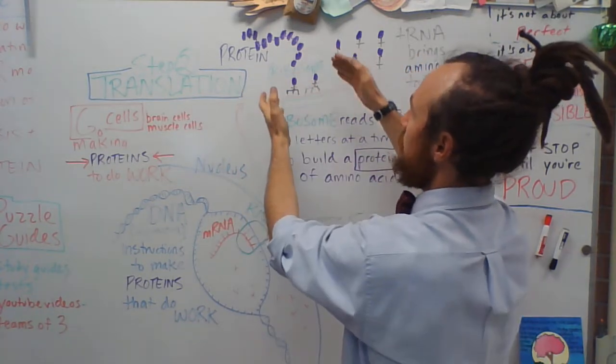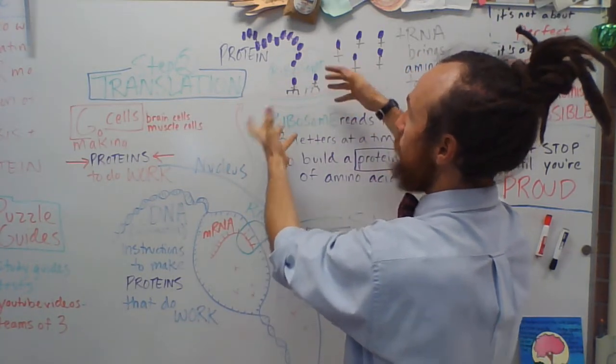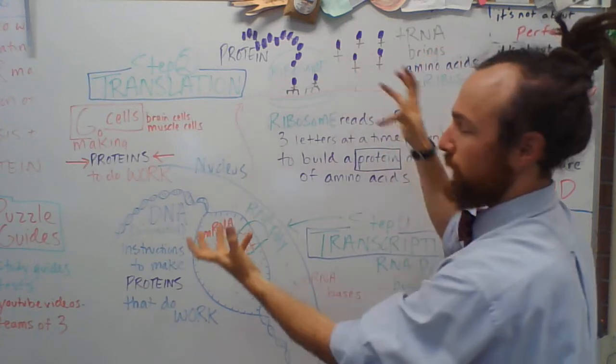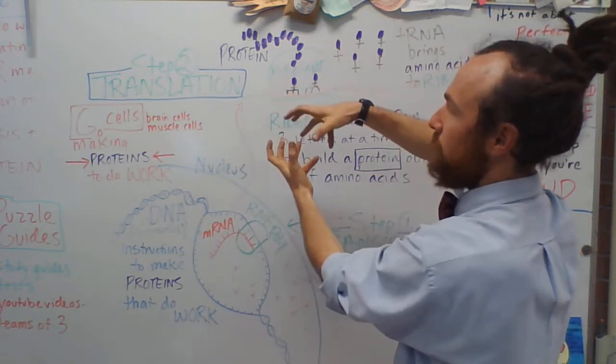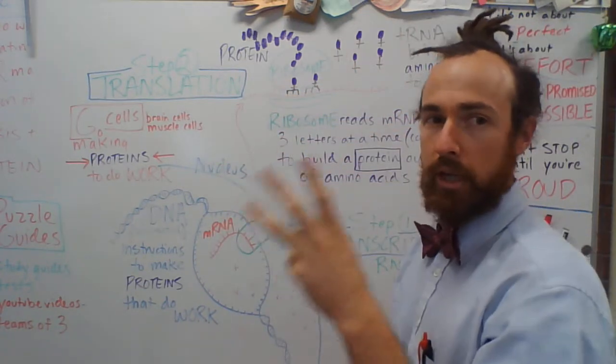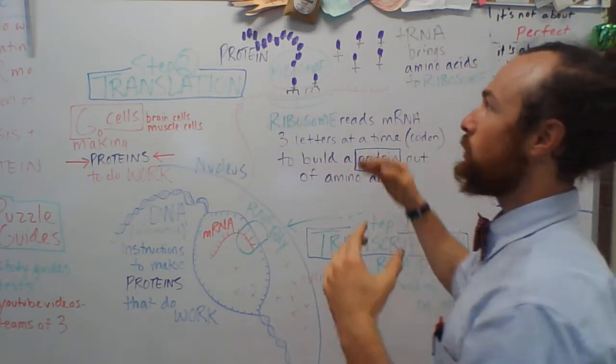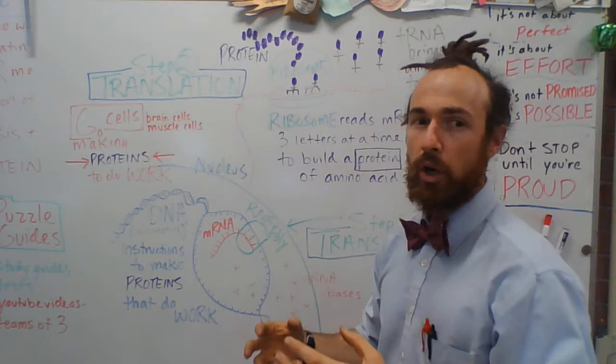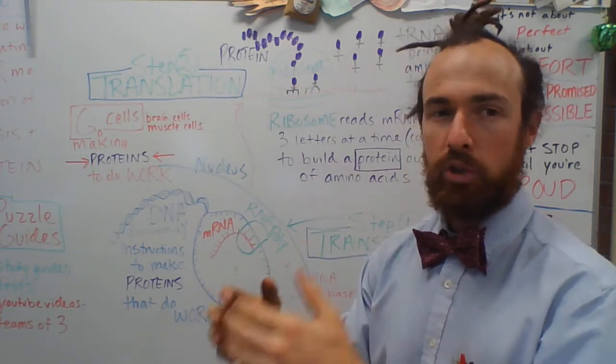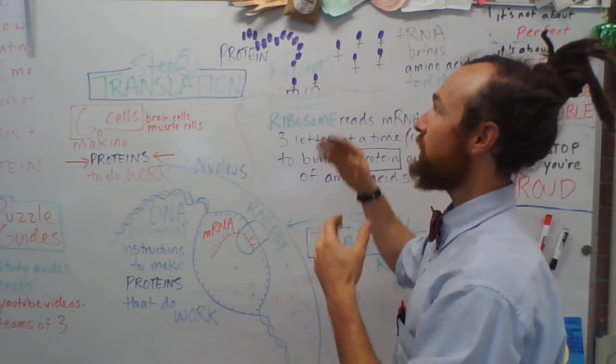Once it is in the cytoplasm, the ribosome will come find it. There's two parts of the ribosome. They come and they clamp down on the mRNA, and they're going to read it 3 letters at a time. 3 letters at a time is called a codon. And the ribosome is always going to start with the codon AUG, which codes for the amino acid methionine.